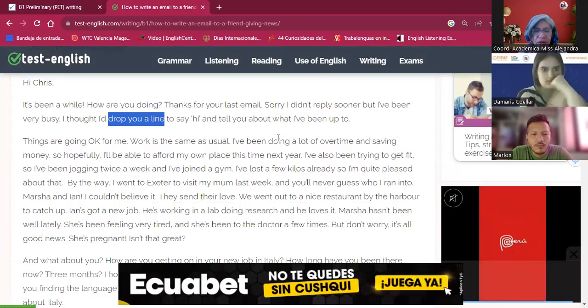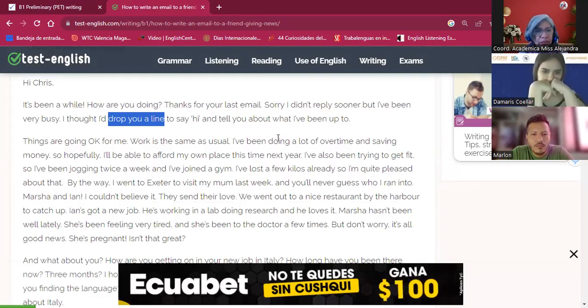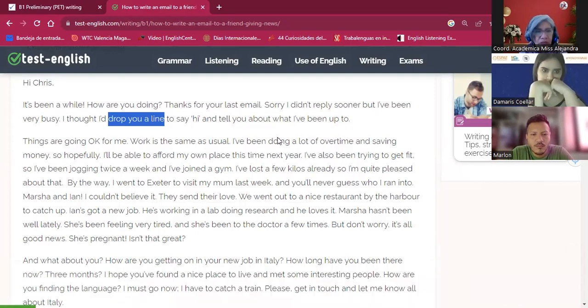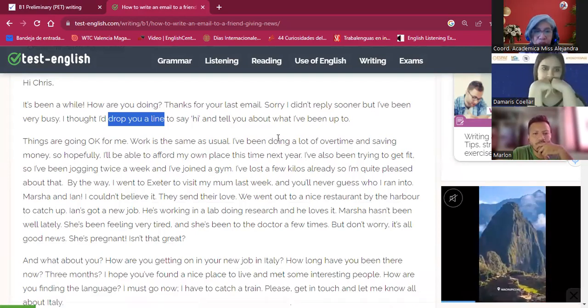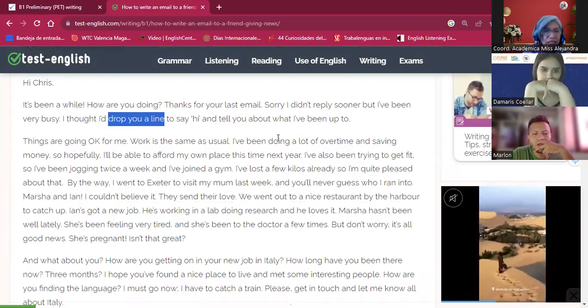They sent their love. We went out to a nice restaurant by the harbor to catch up. Ian's got a new job. He's working in a lab doing research and he loves it. Marsha hasn't been well lately. She's been feeling very tired and she's been to the doctor a few times. But don't worry, it's all good news. She's pregnant. Isn't that great?